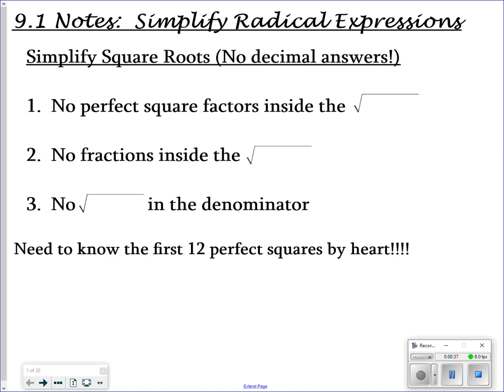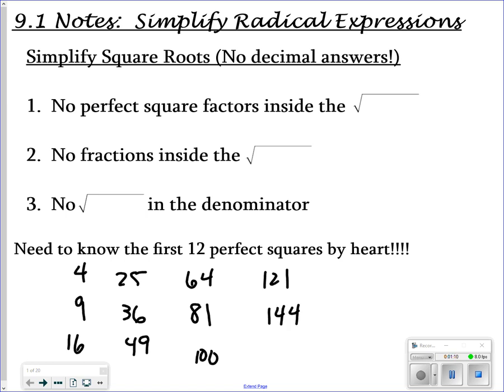So when do I know something is simple? When there's no perfect square factors still left inside the radical, if there's no fraction inside the radical, and there's no radical in the denominator, the bottom of the fraction.